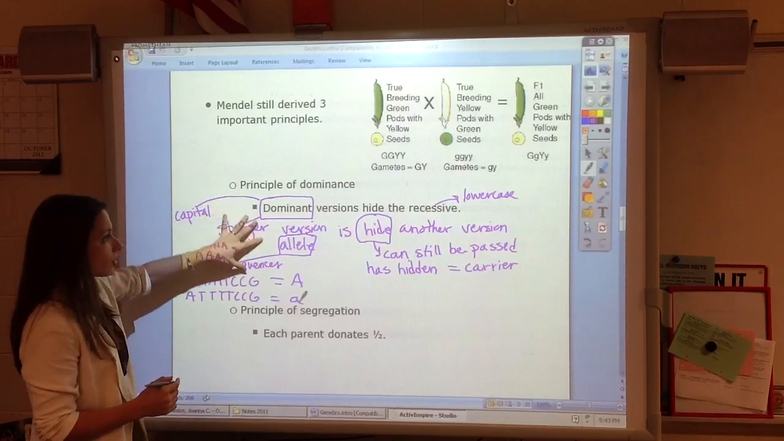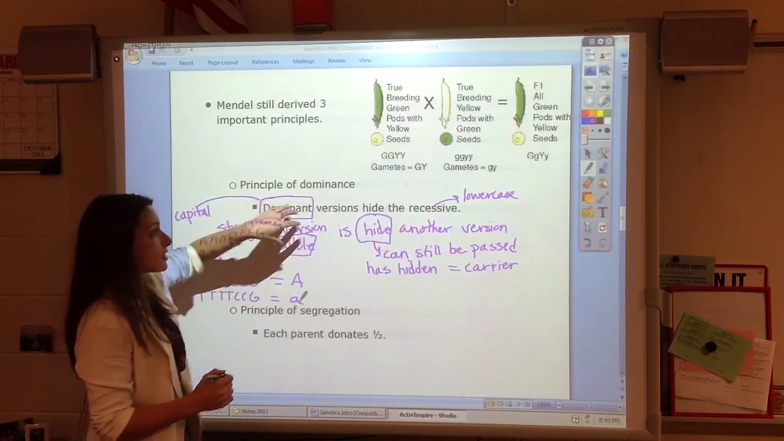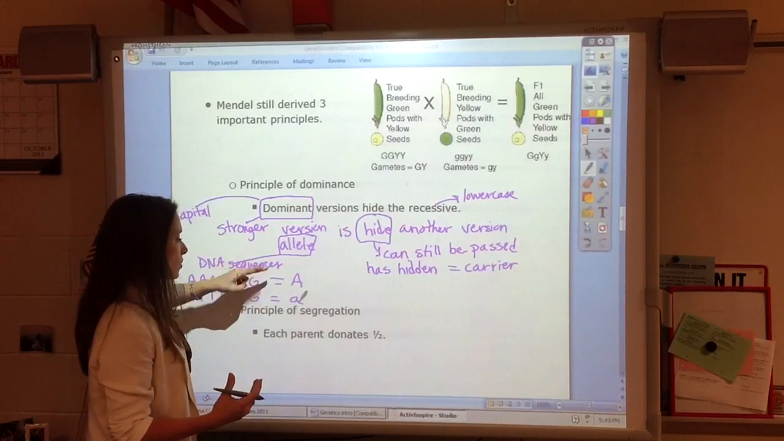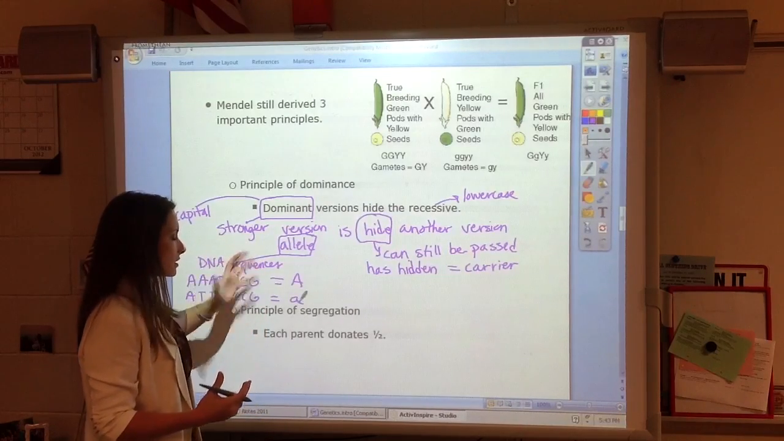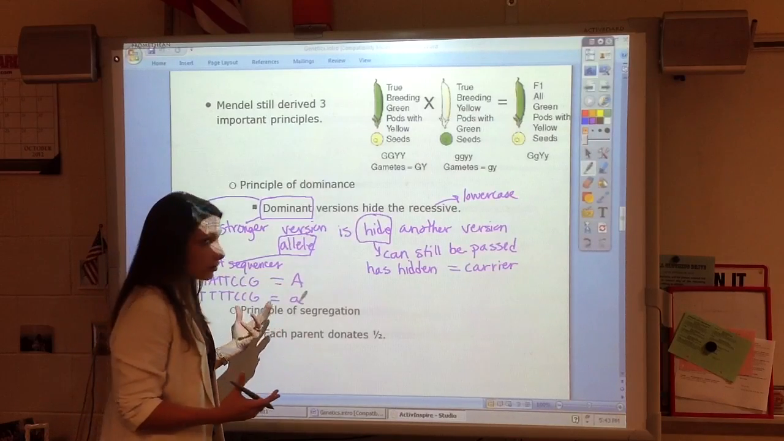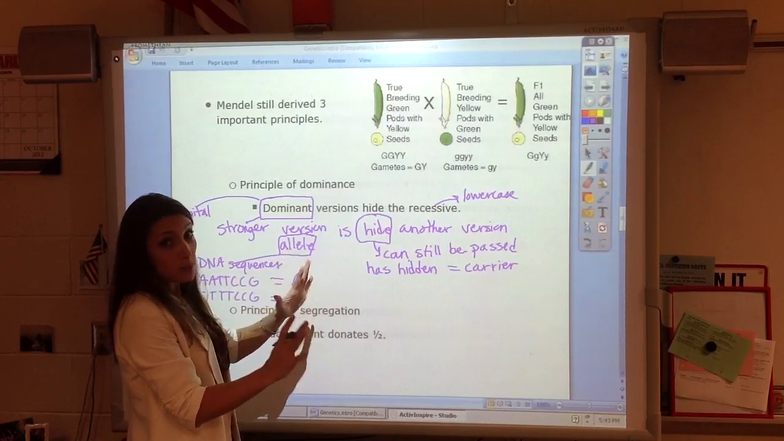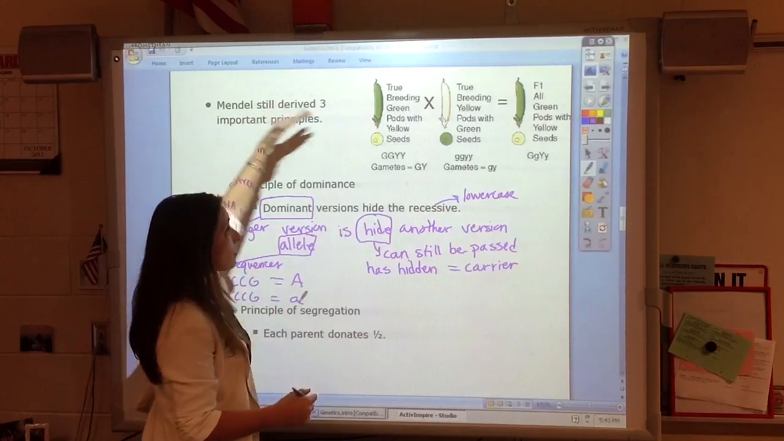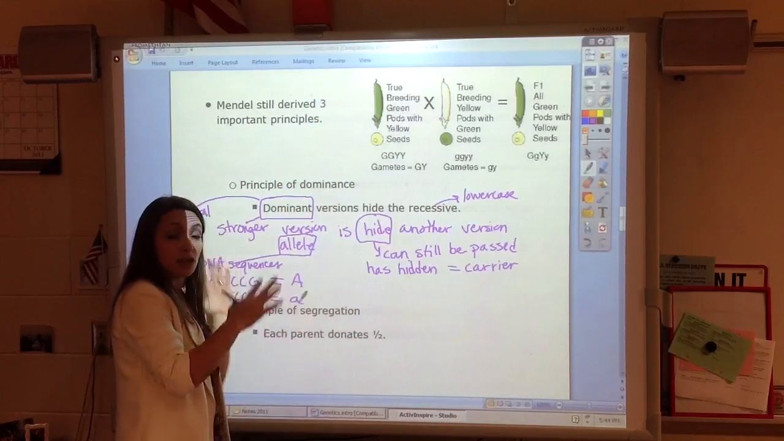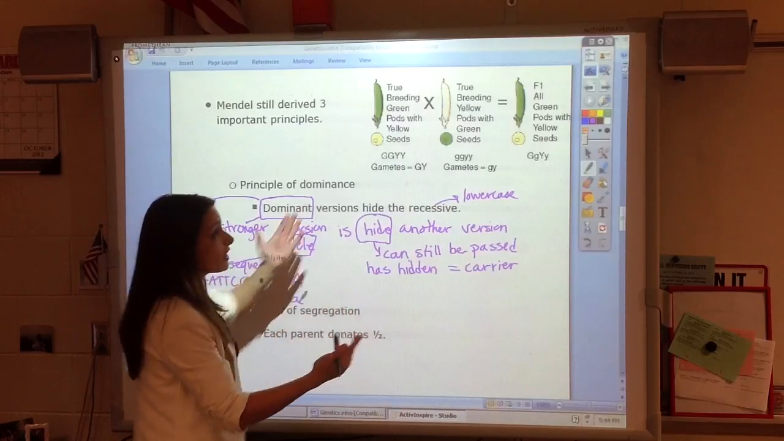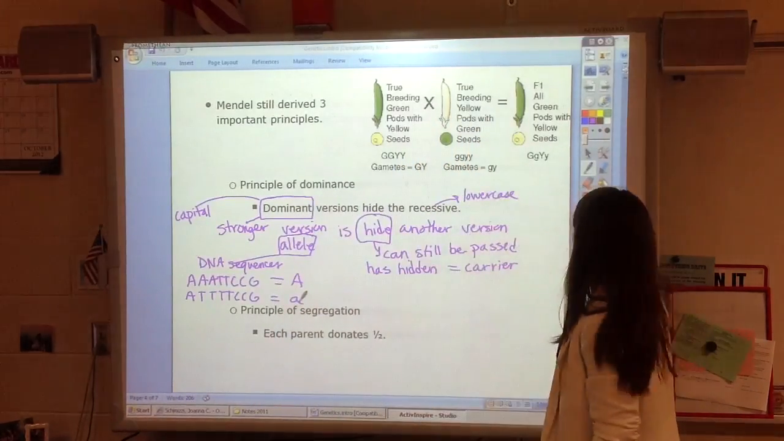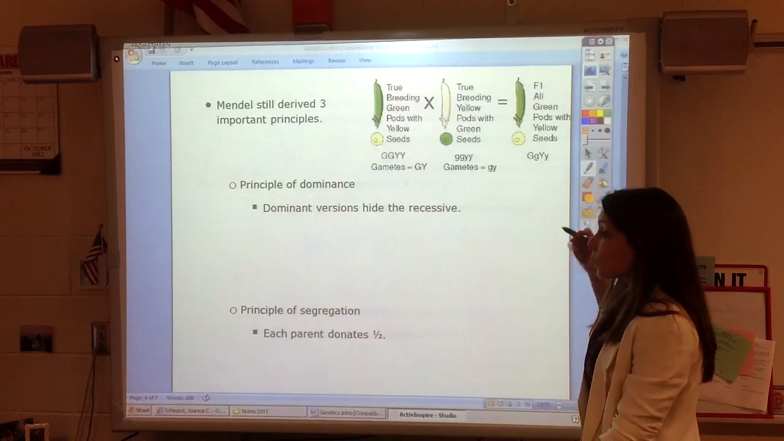And so what we have to start looking at is, what does the actual physical appearance look like? We're really going to have to get into this idea of, what are these letters? Why are there two? All that Mendel knew is that something can be hidden and it can turn back up. So there has to be a stronger version and a weaker version, and it's being hidden. He also knew that the parents were both involved.